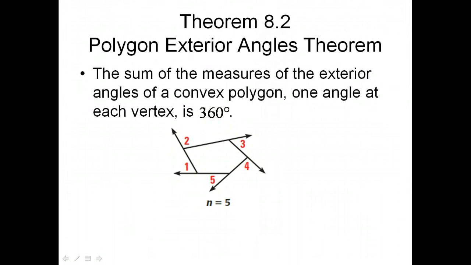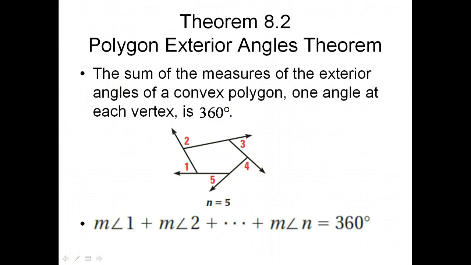That leads us to our next theorem, the polygon exterior angle theorem. The sum of the measures of the exterior angles of a convex polygon, one angle at each vertex, is 360 degrees. That doesn't matter if what we're talking about is a triangle, a quadrilateral, a pentagon, or an 11-gon, or 27-gon. Still, if I take one exterior angle at each vertex, put them together, they will always add up to be 360 degrees.